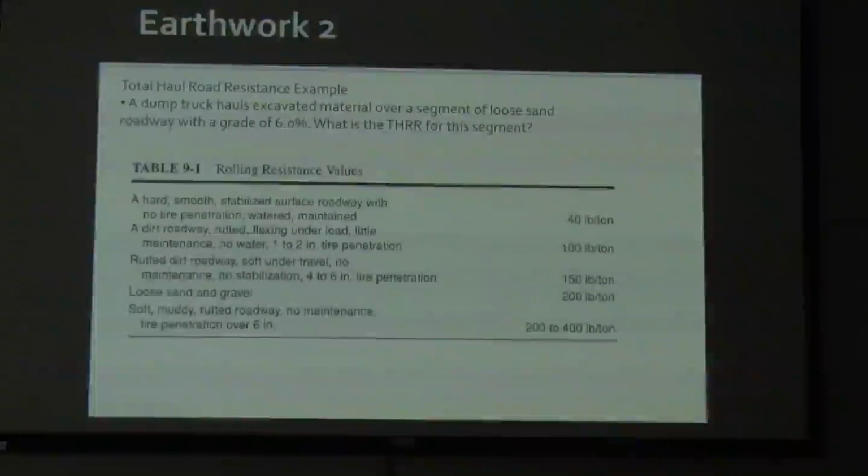The rolling resistance values: if it's a hard, smooth surface, it is 40 pounds per ton. A dirt roadway, rutted, flexing under the load, 100 pounds per ton. A rutted dirt roadway, soft under travel, no maintenance, no stabilization, 150 pounds per ton. Loose sand and gravel, 200 pounds per ton. And a soft, muddy, rutted roadway, no maintenance, with tire penetration of over 6 inches, is equivalent to 200 to 400 pounds per ton of rolling resistance.